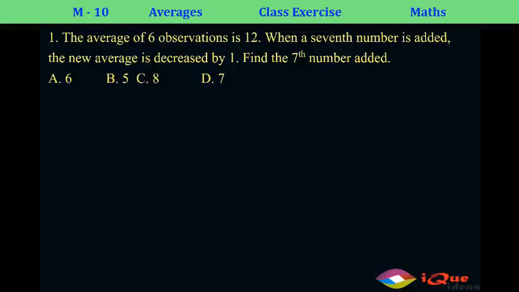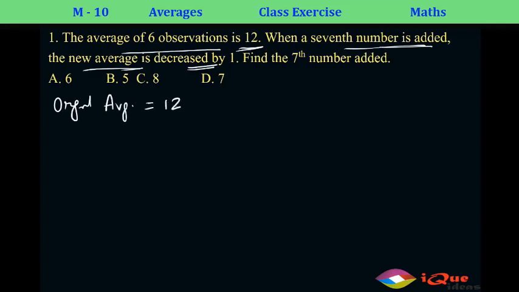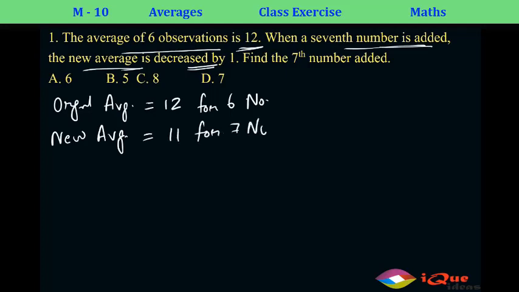Now let's take up the questions from exercise M10, which is related to averages. Look at the first question. It says the average of 6 observations is 12. When a 7th number is added, the new average is decreased by 1, so it becomes 11. So the original average is equal to 12 for 6 numbers. The new average is 1 less than 12, which is 11, and that is for 7 numbers. That is the 7 observations. That is what the question is saying.